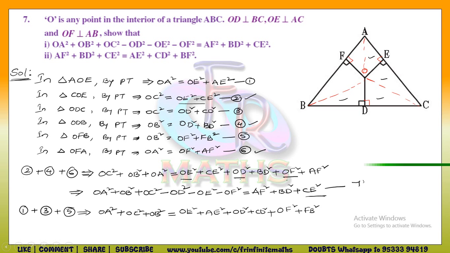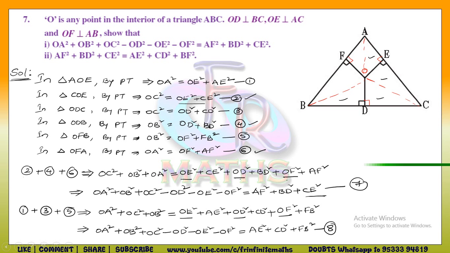Let this be my 7th equation. Now observe, here I have OE square, OD square, OF square. If I transpose all these terms to the left hand side and rearrange, OA square plus OB square plus OC square minus OD square minus OE square minus OF square gives me AE square plus CD square plus FB square. Let this be equation number 8.